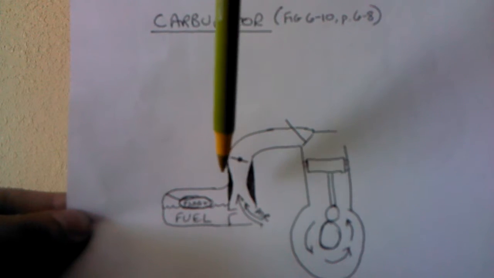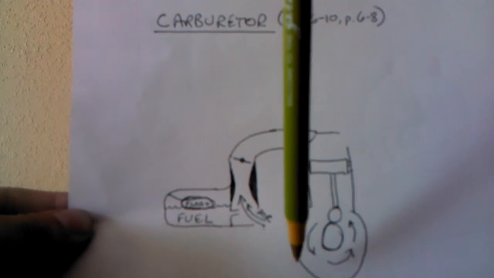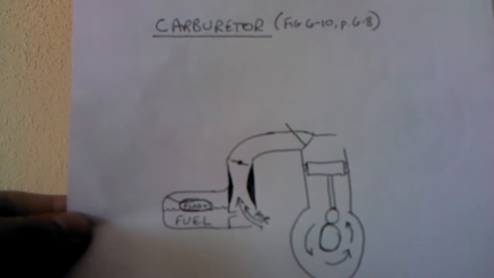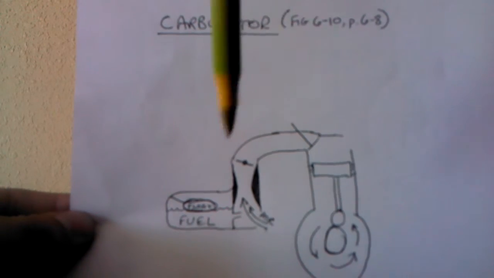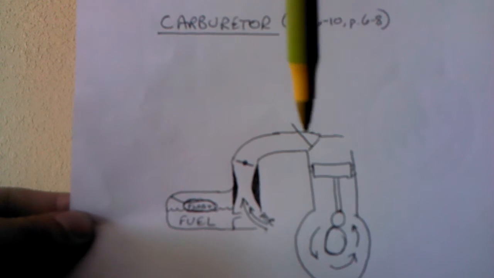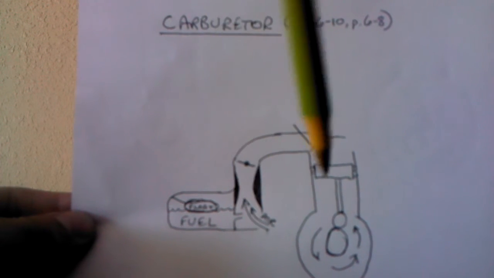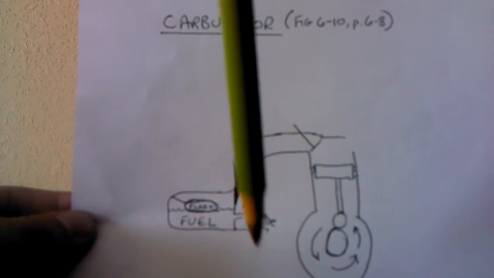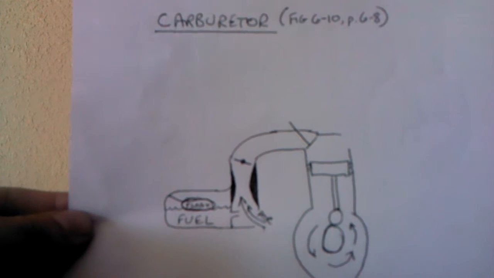You have a little venturi right here, and you know what happens as air is passed through a venturi, it accelerates. What's passing the air through this whole thing is the motion of the piston going down. That creates a suction in this, which is called the manifold, and that pulls fuel and air through that part.